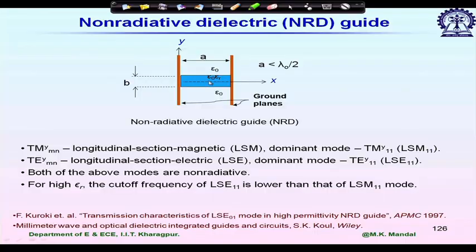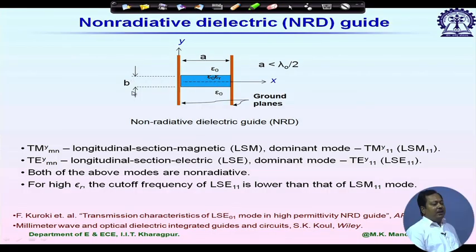Here if you look at the structure, we are using a dielectric slab in between two metal plates. We have one dielectric slab of thickness b, and it is placed in between two metallic ground planes. Wave propagation is in the z direction, and the metallic ground planes are in the yz direction.